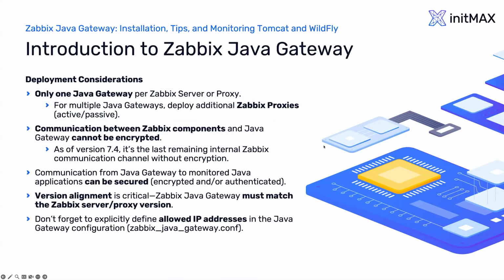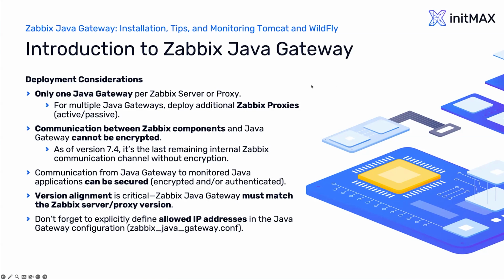Deployment considerations are also quite specific for Java Gateway, particularly because it is possible to have just one Java Gateway per Zabbix server or Zabbix proxy. If we talk about agents, you can have hundreds of them pointed to a single Zabbix server or a single Zabbix proxy, and there are no issues with that. But with the Java Gateway, if you have a Zabbix server, you can point your Zabbix Java Gateway to that Zabbix server. If you need an additional Java Gateway, you will need to install proxies. If you need 3 Java gateways, you will need 2 proxies and 1 Zabbix server.